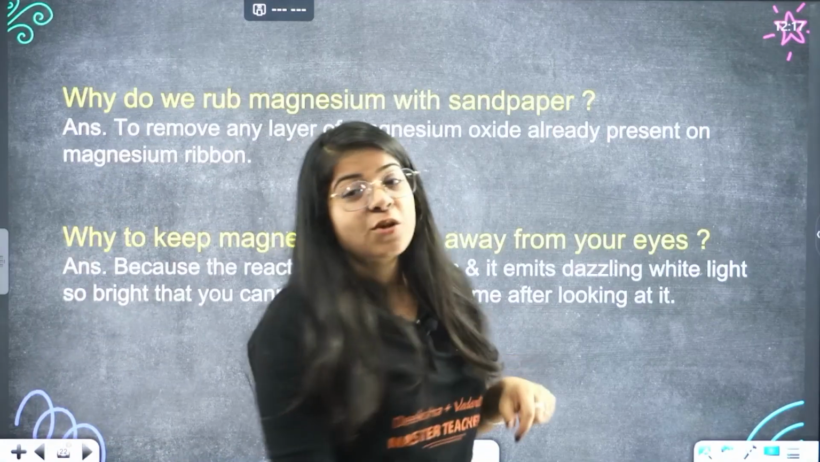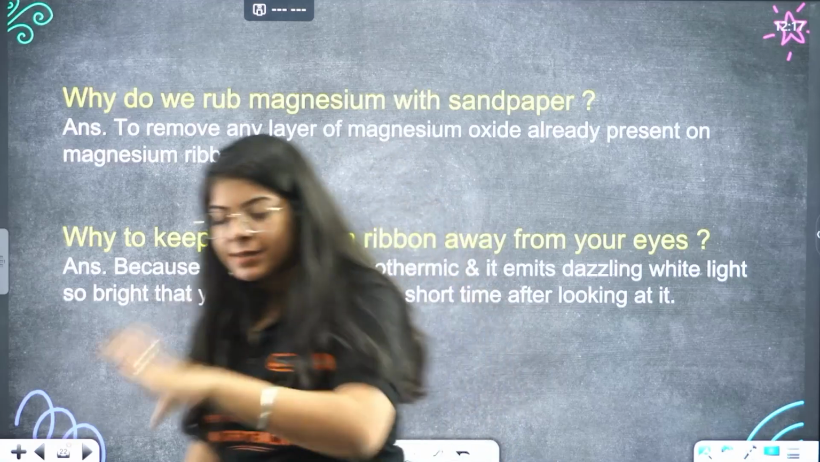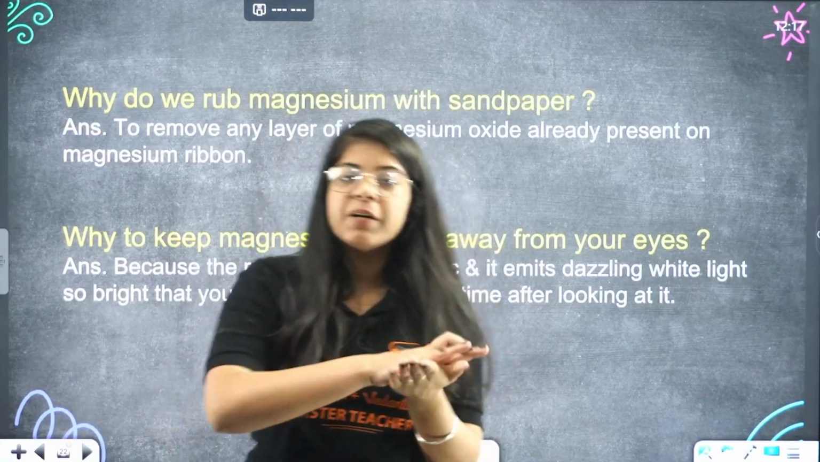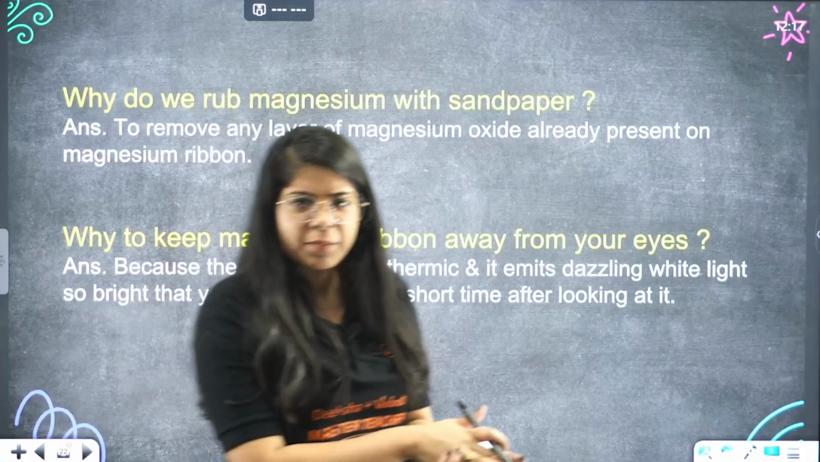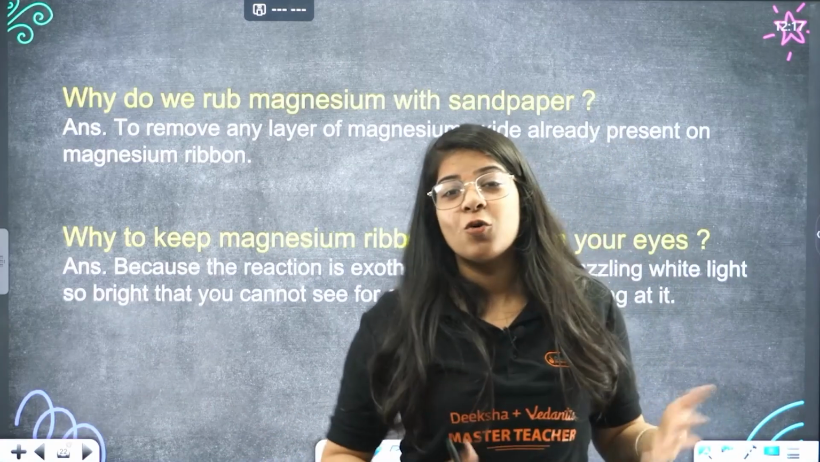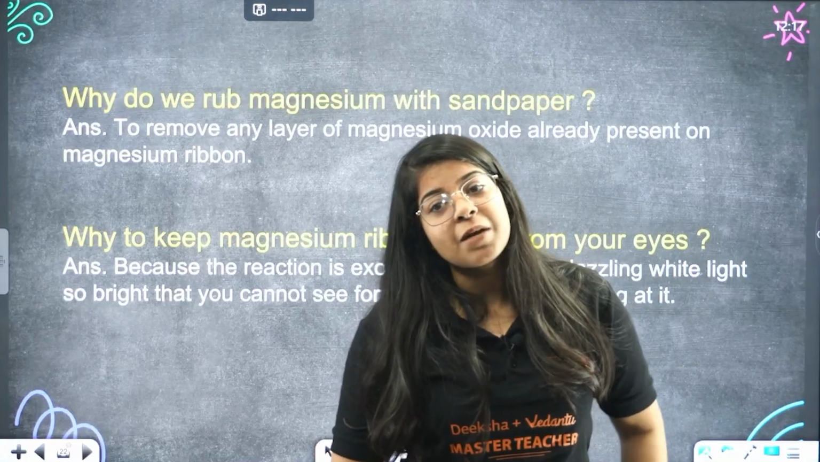Okay, no worries. So why do we rub magnesium with sandpaper? You know, when we burn this magnesium with the oxygen, we rub it with sandpaper. You know what sandpaper is? That very hard paper, right? We use it sometimes in carpentry and homes as well. So that is sandpaper. So why do we rub magnesium with sandpaper?